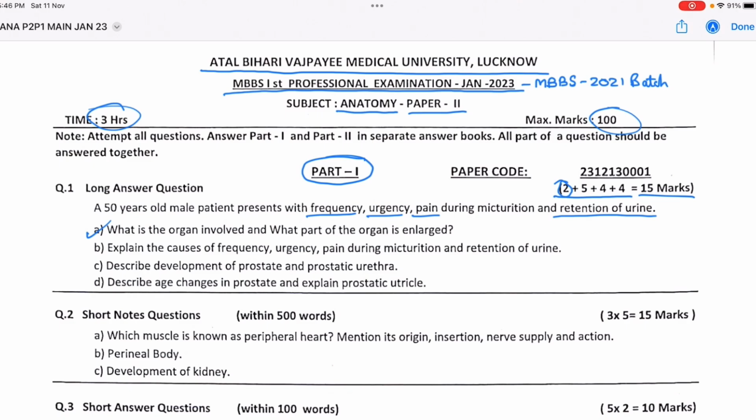So the organ involved, what do you think? Because of the symptoms they have mentioned, frequency, urgency, pain, and retention of urine, you can very well guess the organ here, and the organ is the prostate. The next is which part of the organ is enlarged.